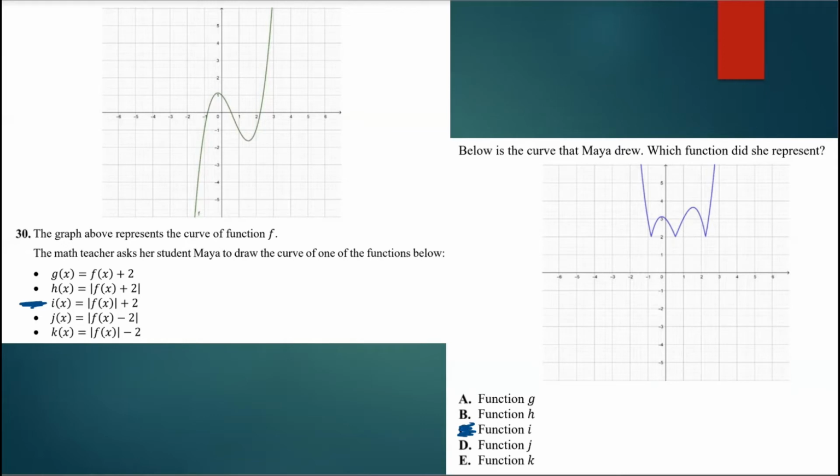Okay, the first one is only shifting. The second one is absolute after shifting. The third one is shifting after absolute, which is what I need exactly.